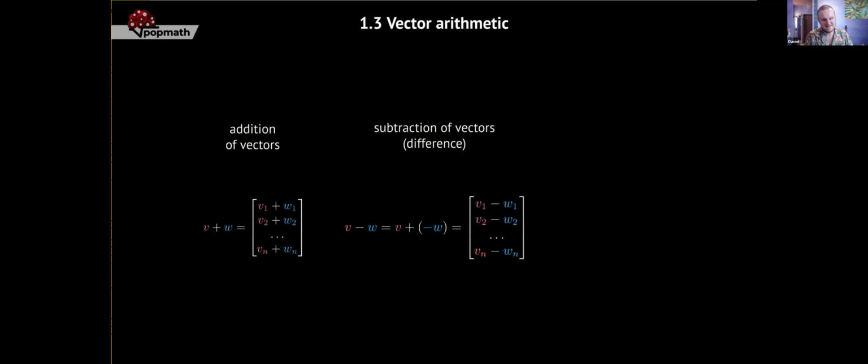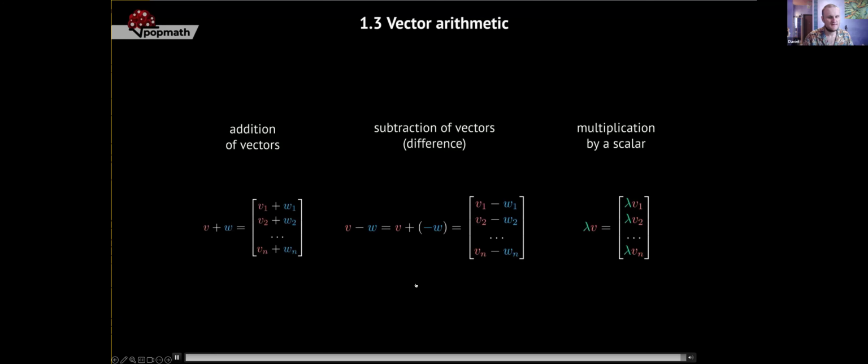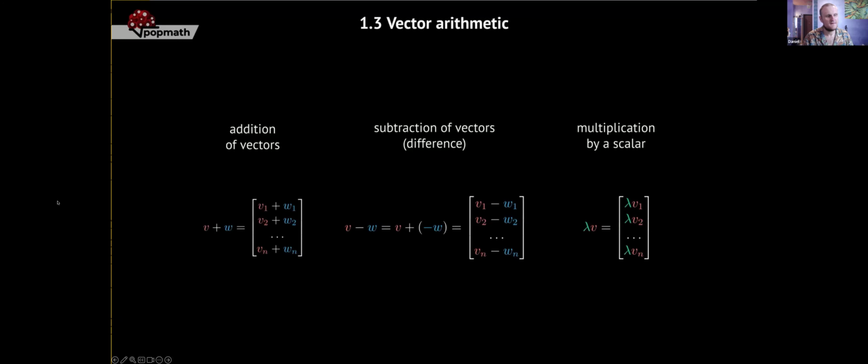So to sum up, here is how we add vectors. Here is how we subtract vectors, which is basically the same as adding something negative. And that is how we multiply by a scalar, or simply scale vectors. Okay, that is clear.